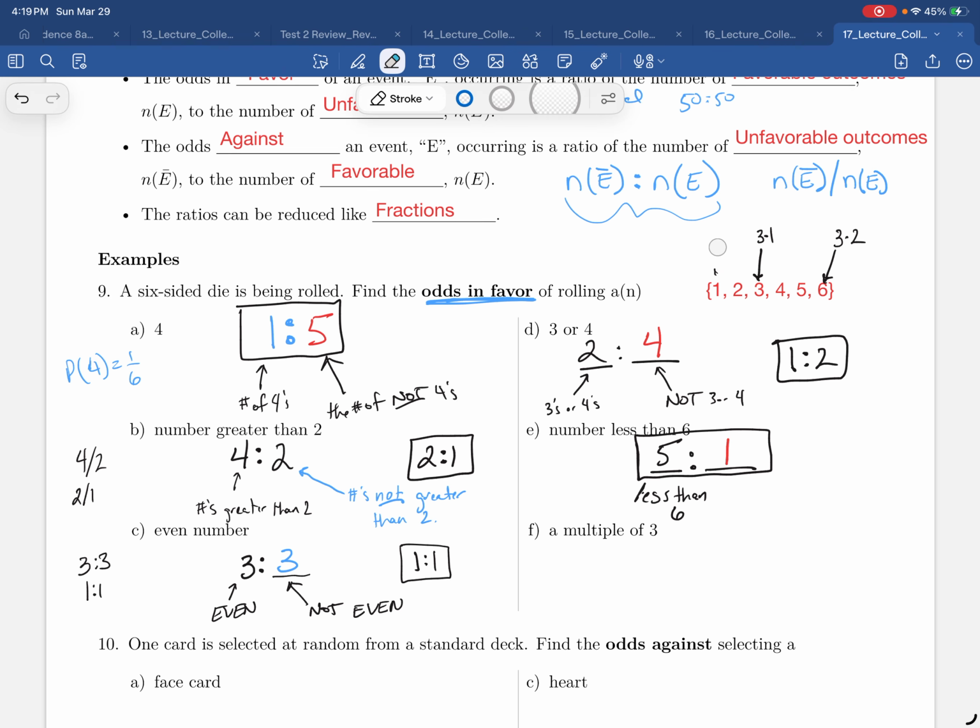Okay, so 3 times 1 is 3, 3 times 2, 3 times 3, 3 times 4, 3 times 5. Those are the multiples of 3.